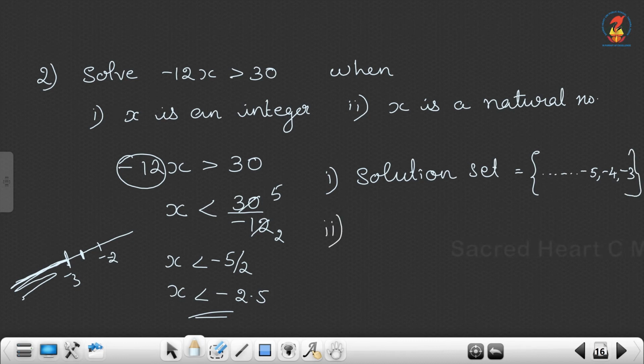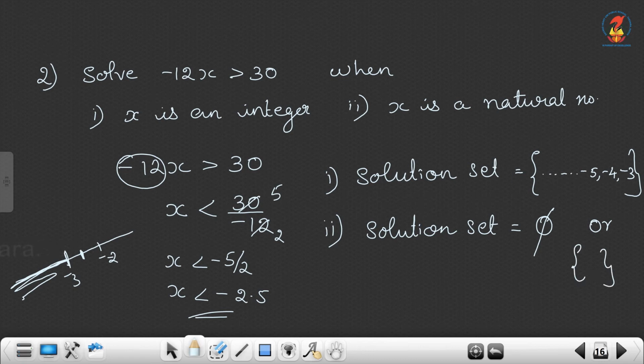Second one, x is a natural number. x is a natural number less than this. This number is negative. So is there any natural number less than this? No. So the solution set is the null set. Clear? Null set. What is the notation for null set? Use this or this. Don't write like this. It is wrong. Either this or this.